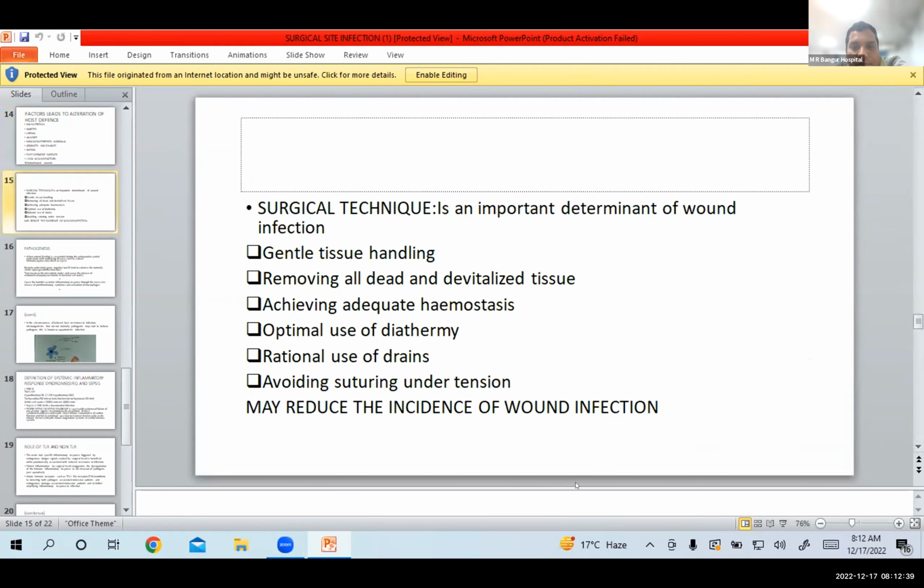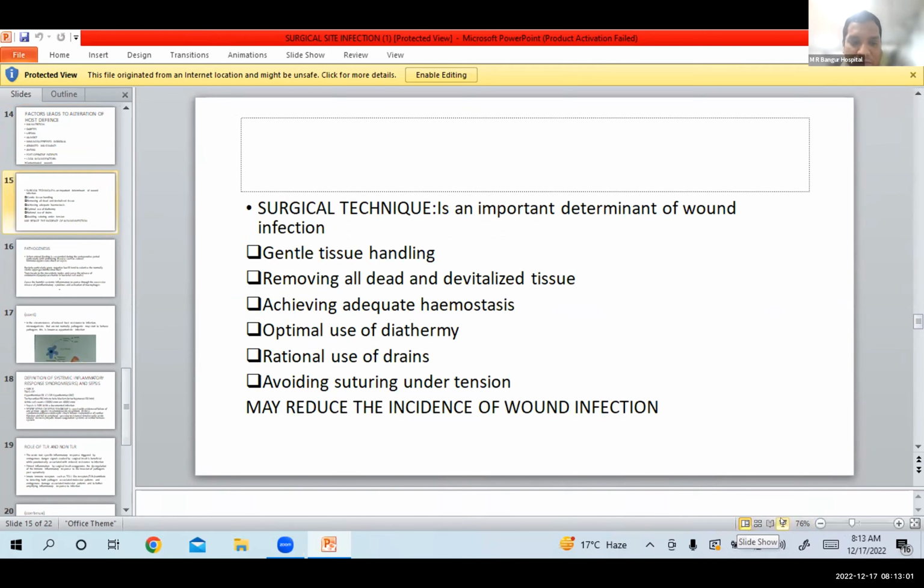Surgical technique is an important determinant of wound infection. Gentle tissue handling, removing all dead and devitalized tissue, all prevent surgical site infection. Achieving adequate hemostasis, optimal use of diathermy, rational use of drains, avoiding suturing under tension.